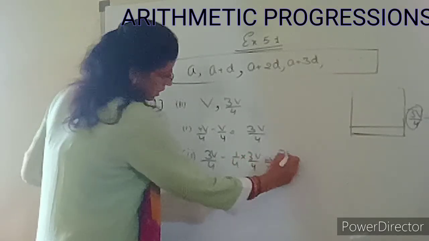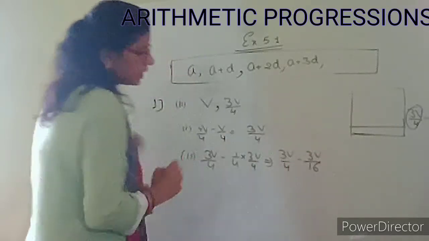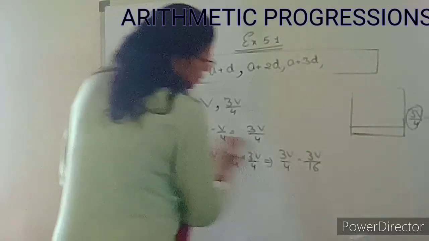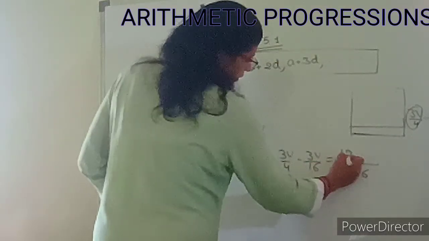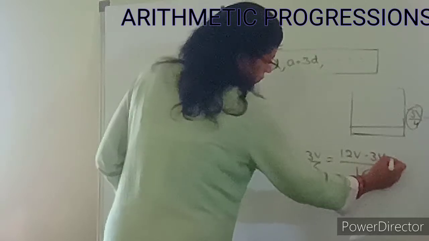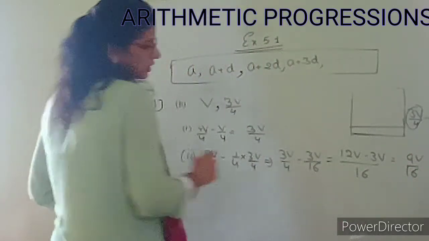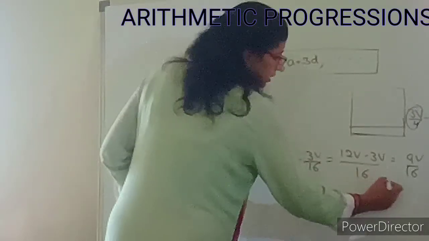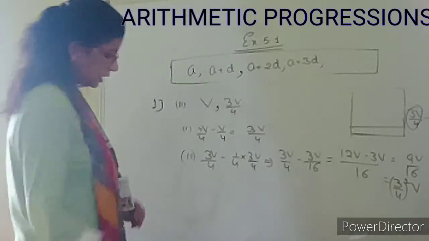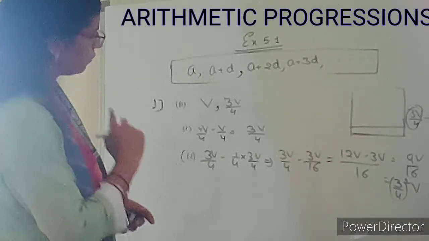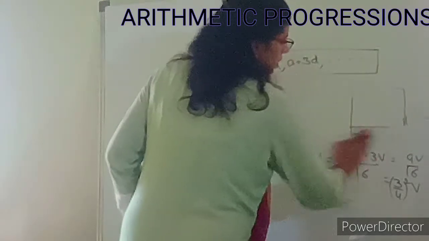So that means 3V/4 minus 3V/4 into 1/4, that is 16. So when you solve it, how much will you get? 16 is the LCM. 12V minus 3V, okay, 9V/16. So how can we write this? We'll write 3/4 whole square into V. This is what we got after removing this much part.